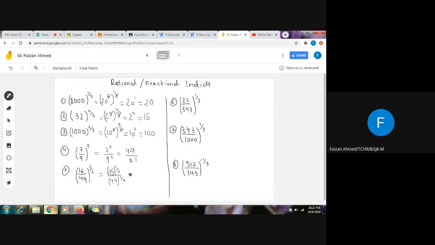And now again, my target is to find a number whose square is 16. So I know that that is 4. And 4 square will get the power half like this.